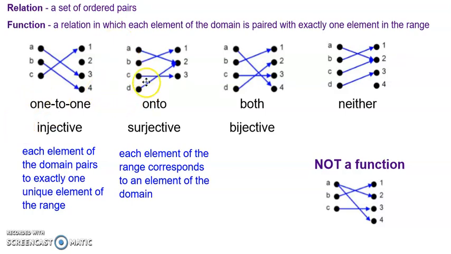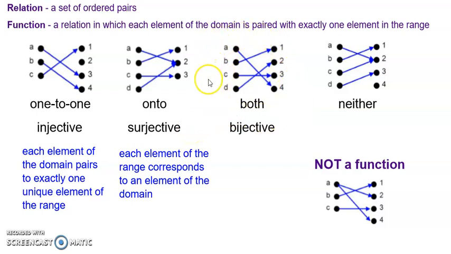In this example, all of our elements in the domain correspond to an element in the range, but 2 of our domain elements go to the same range element. So it is not one-to-one. It doesn't go to a unique element, but all of the values listed in our range do correspond to an element in the domain. So that means it is onto, or surjective.